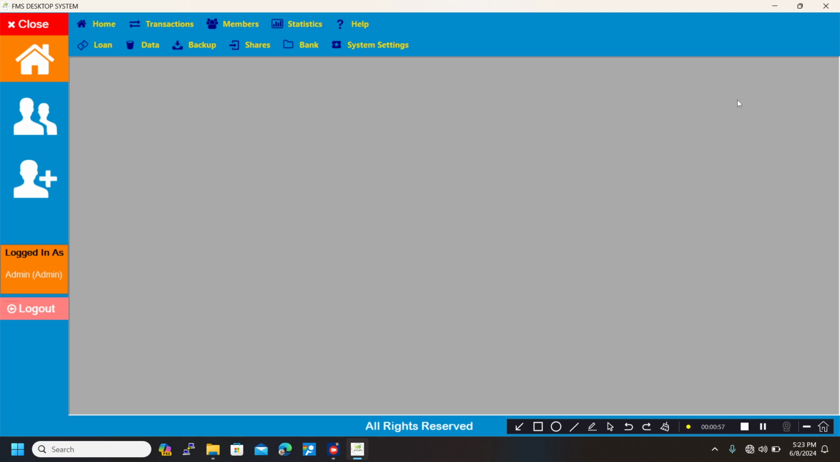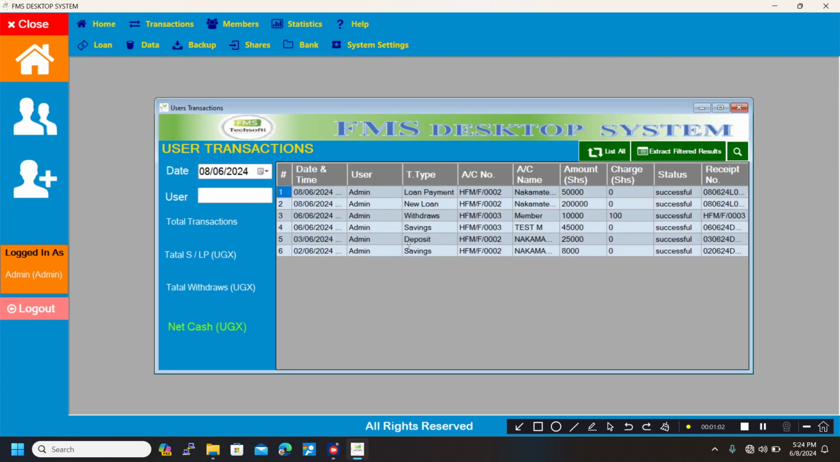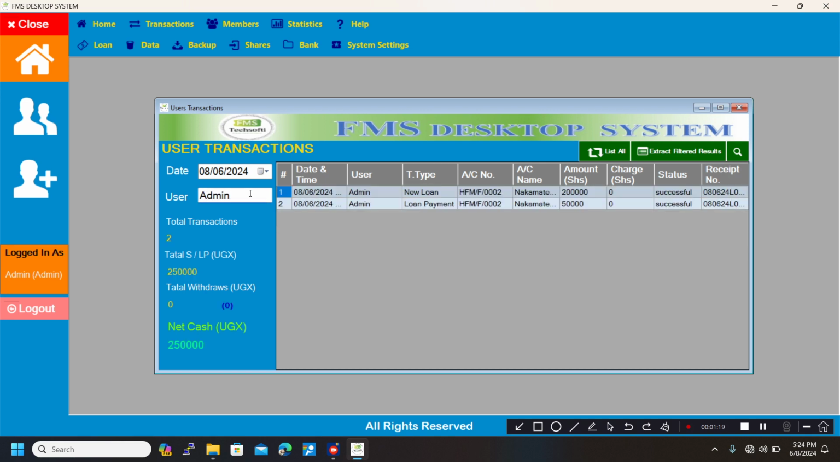What is so important today, the managers or the members do transactions, which we have been doing, and this is how we can trace their transactions. For example, the user called admin. Today, I would like to know how much did they transact. So you can see that user admin has got two transactions which totaled 250. One was a new loan and another one was a loan payment.